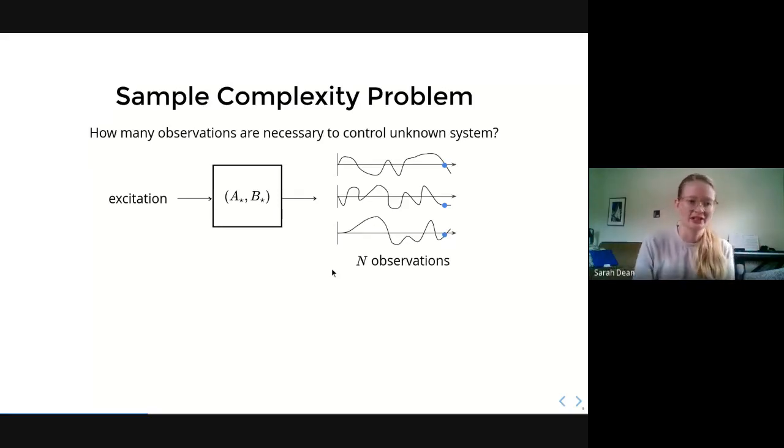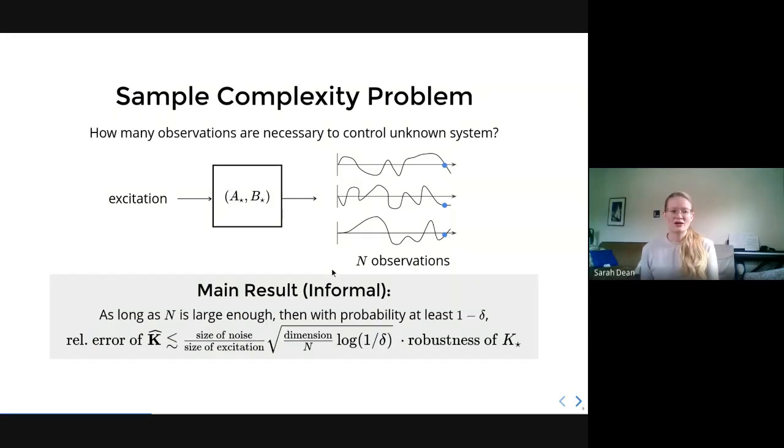So this is our observation. And I'll give you a preview now of what the main result looks like. Recall we want a result about how well we can control the system. So it's not just asking how well we know the system, but for the purposes of our optimal control problem, how well can we do? For that reason, our main result is in terms of a relative error, where K hat is our synthesized controller based on estimates, without knowing the system. It's a relative error compared to the true optimal solution.